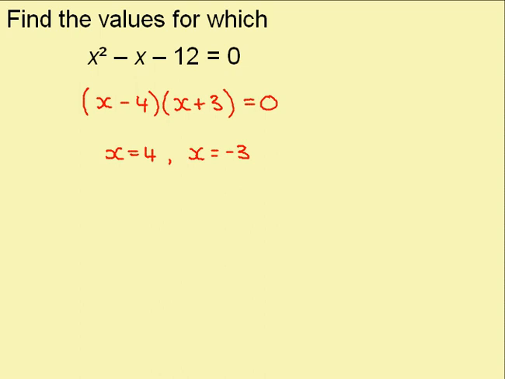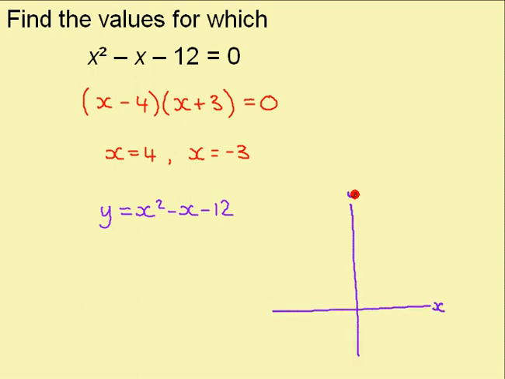Now, if I was asked to sketch the graph of this equation here, I would start with a set of axes. I know the shape of the graph because it's a positive x squared, and I know that it's going to cross the x-axis at 4 and at minus 3. So it's going to look something like this. I'm now going to use these two skills to show you how to solve quadratic inequalities.